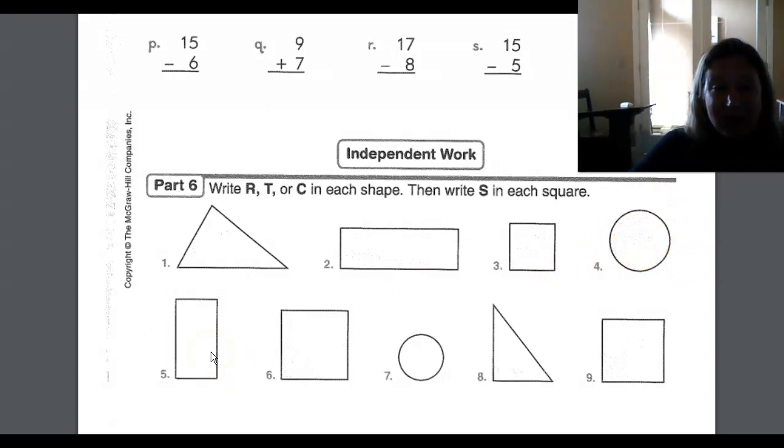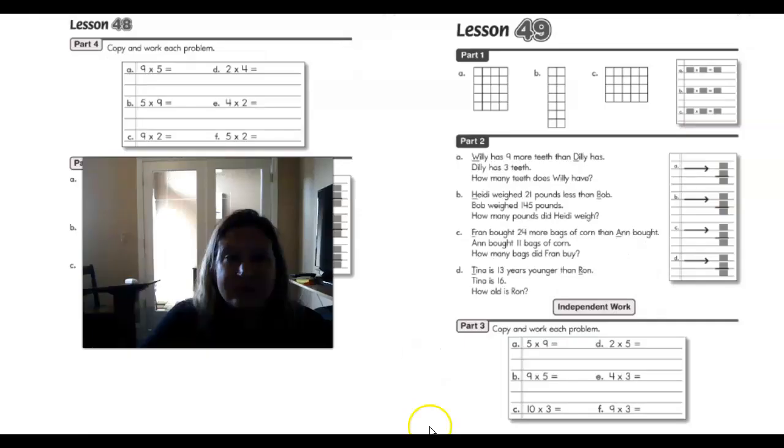What about 5? Rectangle. 6. Square and rectangle. 7. Circle. 8. Triangle. And 9. Square and rectangle. Good. I will display that.